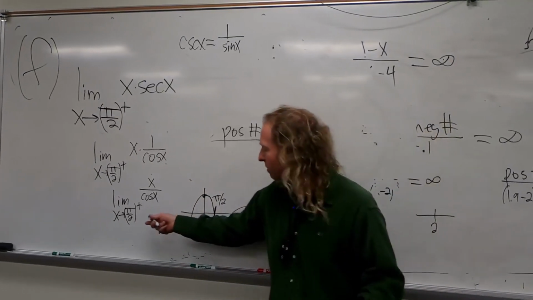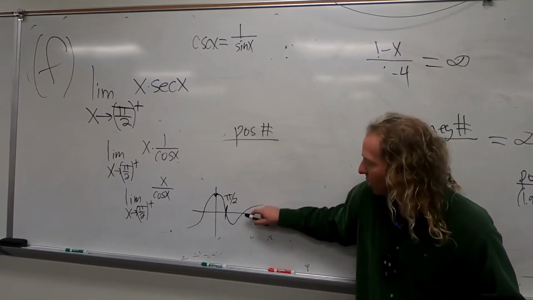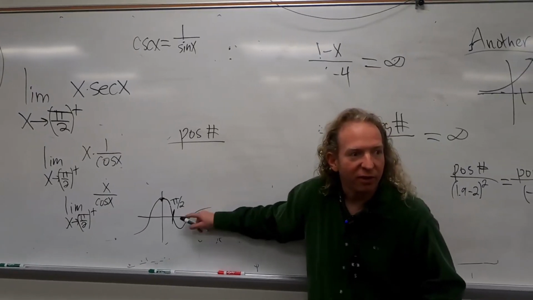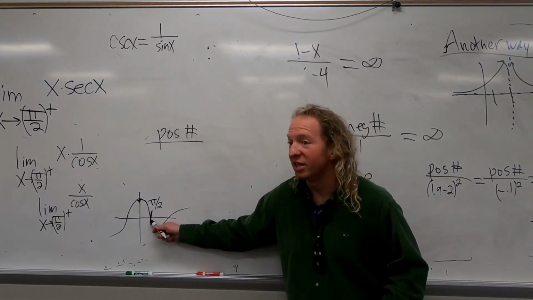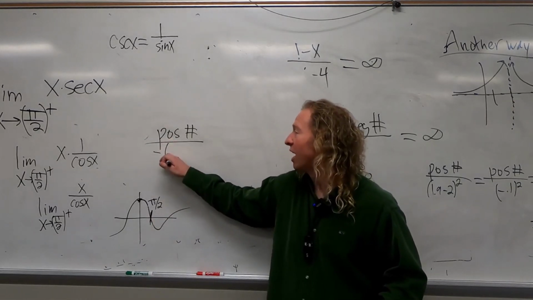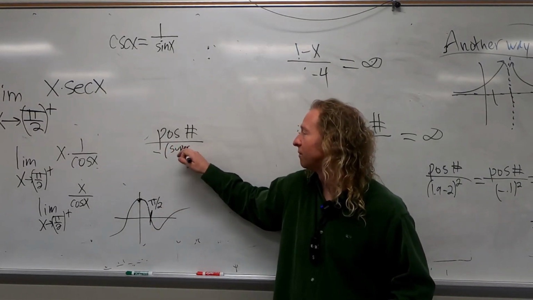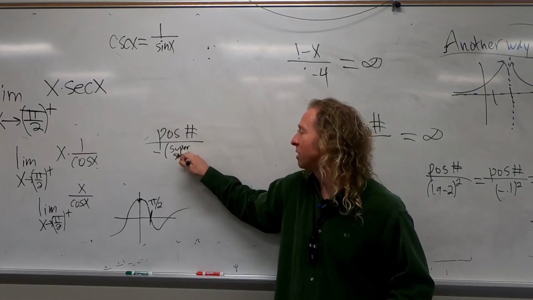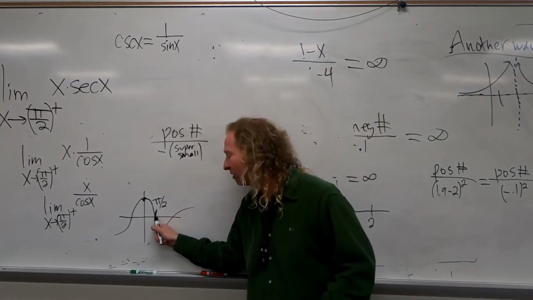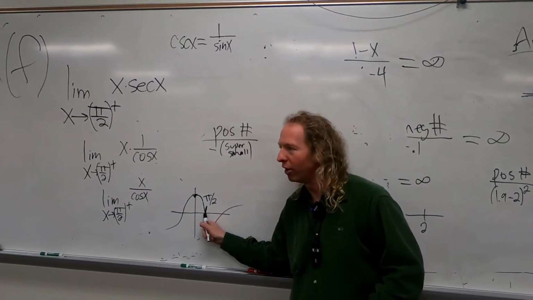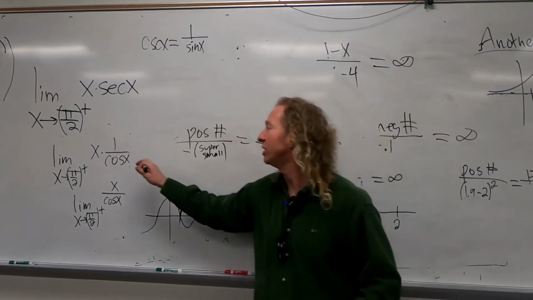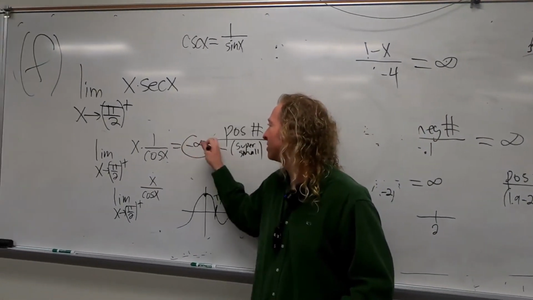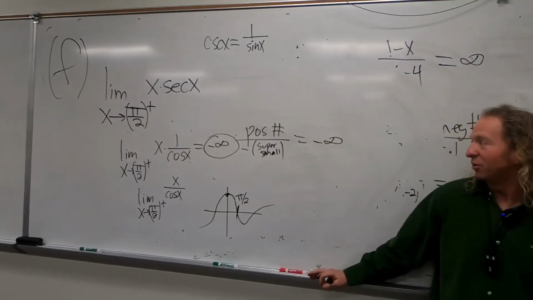So x is approaching pi over 2 from the right. So x is coming from this way, right? So are the y values negative or are they positive here? Negative. So it's negative and it's super small. The reason it's super small is because it's really close to 0. It's like negative 0.00001, right? So then this is going to be negative infinity.